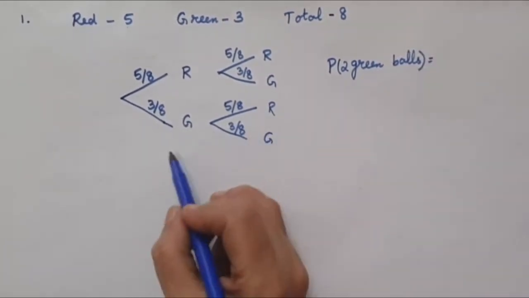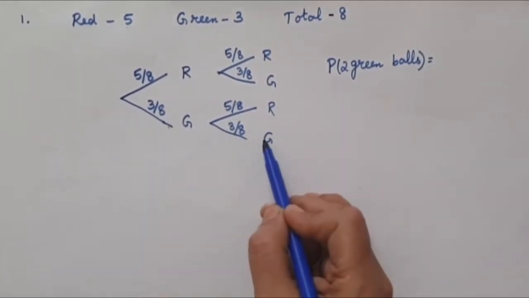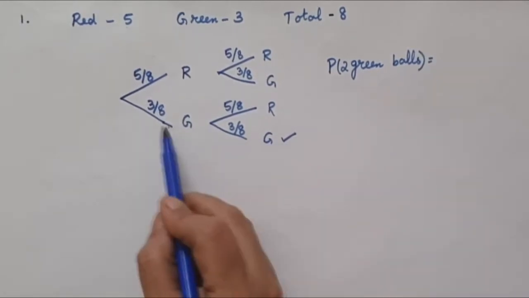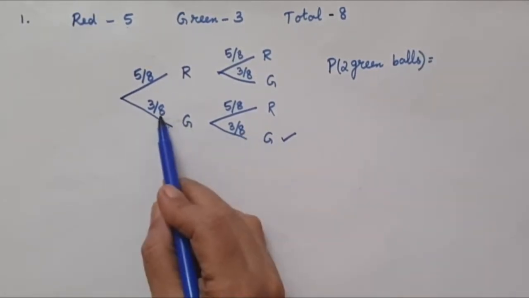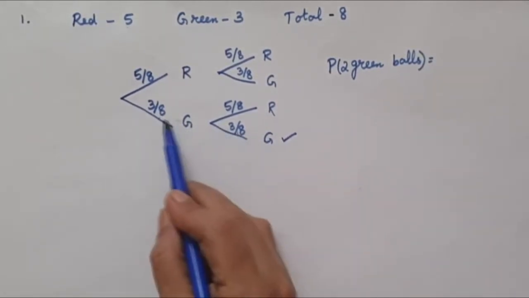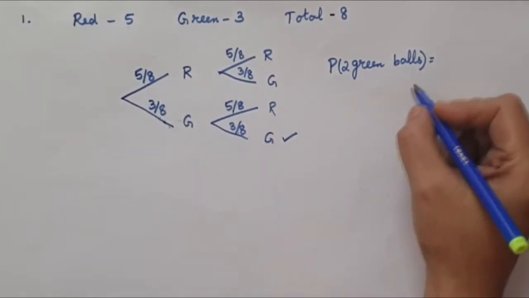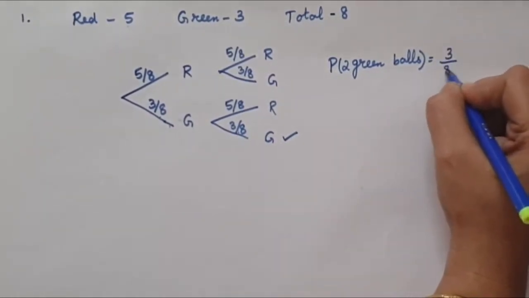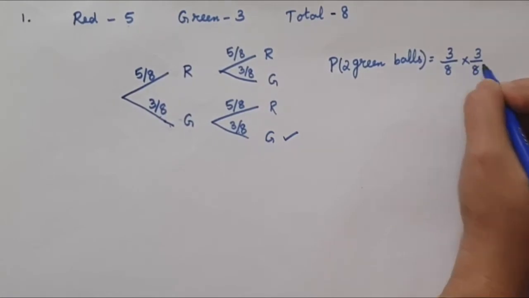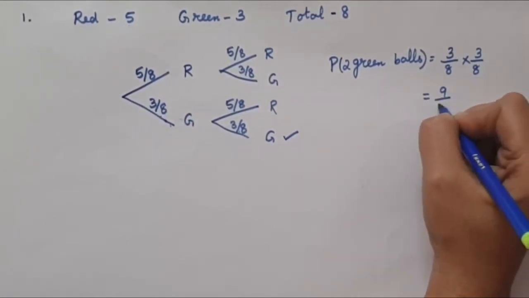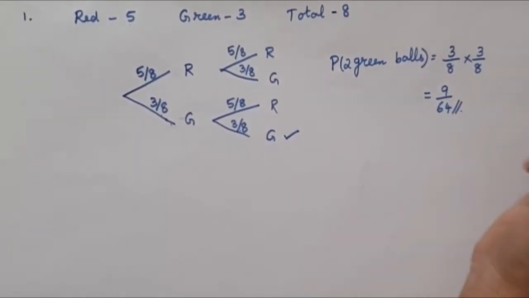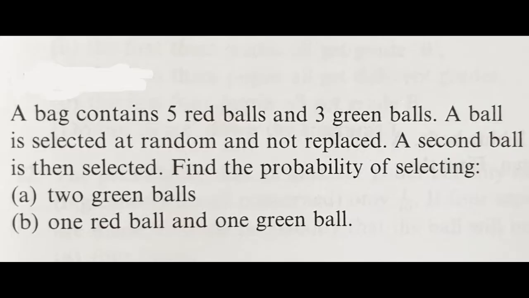So green balls, where do we have? The first one is also green, the second one. So only this branch. When we go along the branch, this has to happen and this has to happen. When we go along the branch, we multiply. So 3 over 8 multiplied by 3 over 8 will be 9 over 64. That's it. Now the second question.